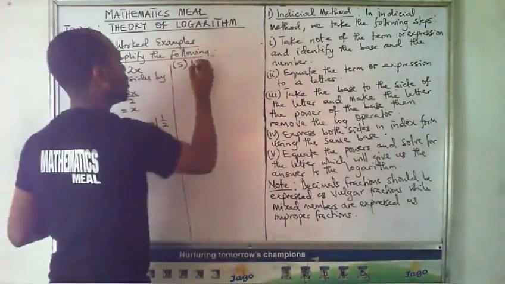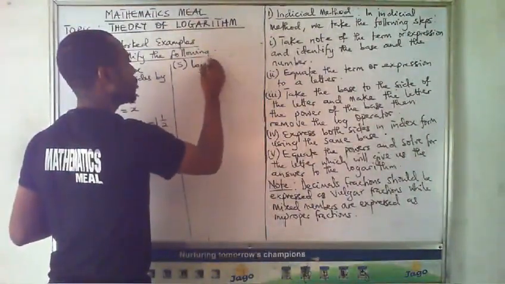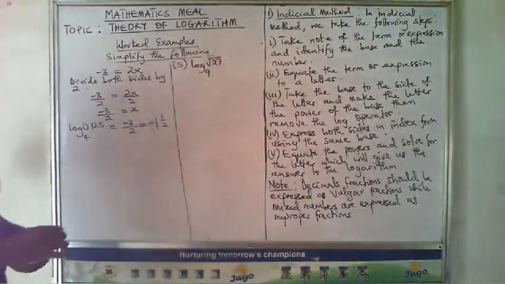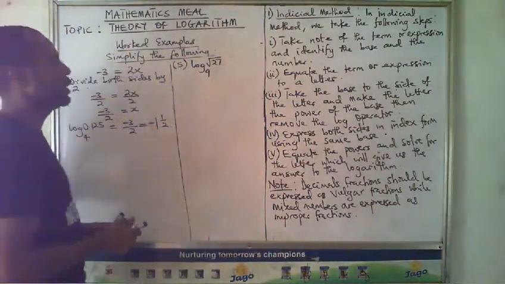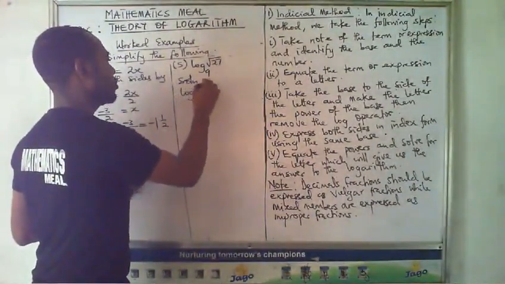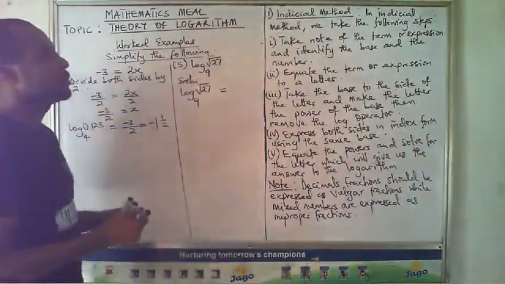We have log square root of 27 in base 9. How do we go about this? Log square root of 27 in base 9. We take note of this. That's what we have said.